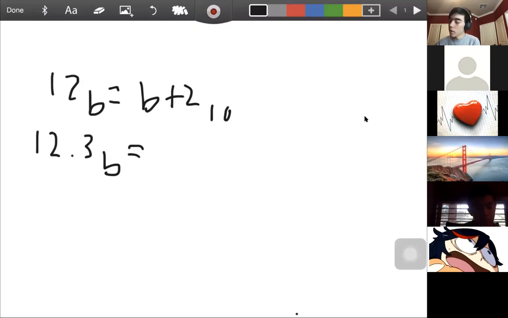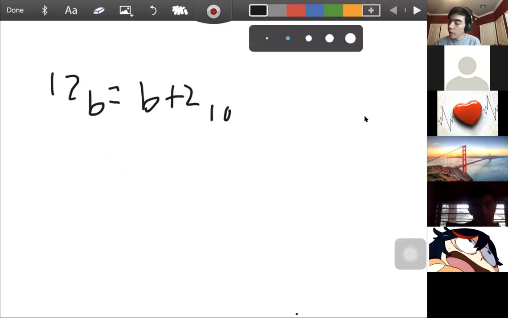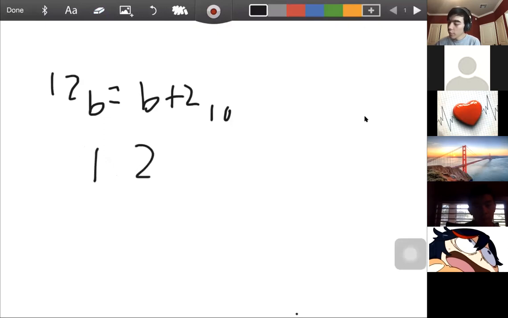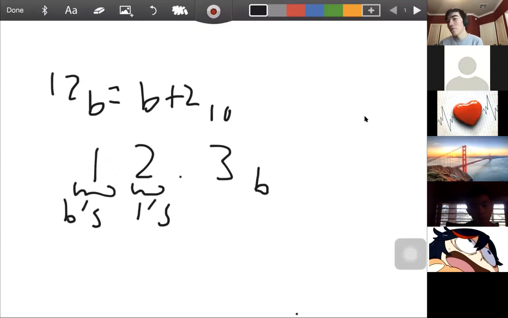So we can use the same place value method I used before. If you look at 12.3 base b, this is the ones digit. This is the b's digit. It sounds kind of awkward to use, but that's kind of what it is. So what would this be?